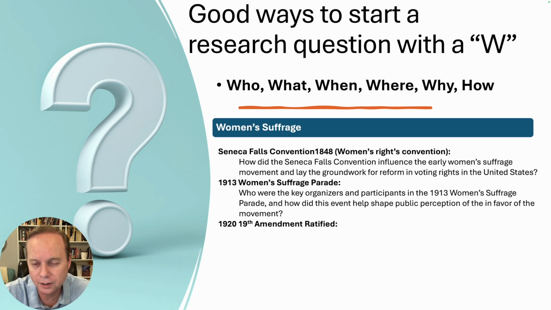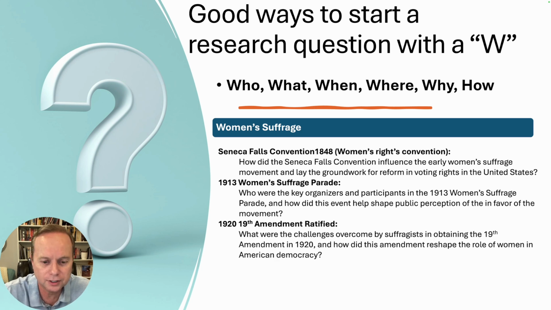So you have to, when did they start to feel in American society that they needed the right to vote instead of just having men have the right to vote? That might be one you could do there, right? So let's look at some of these here. What were the challenges overcome by suffragettes in obtaining the 19th Amendment in 1920? And how did this amendment reshape the role of women in American democracy?